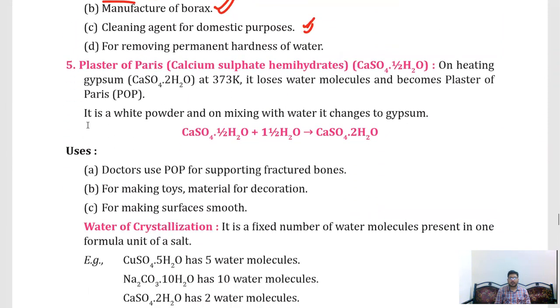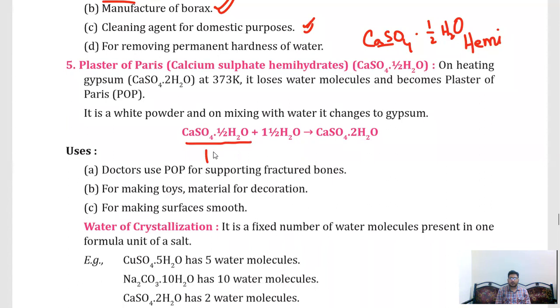And at last, we have another salt, that is plaster of Paris. Chemical formula CaSO4.1/2H2O, and chemical name is calcium sulfate hemihydrate. We have to call it calcium sulfate hemihydrate. And coming to the common name, it is plaster of Paris. How is it manufactured? CaSO4.1/2H2O, that is plaster of Paris.